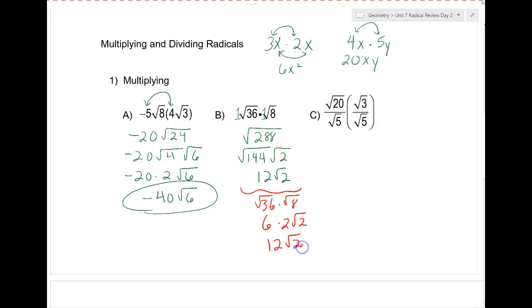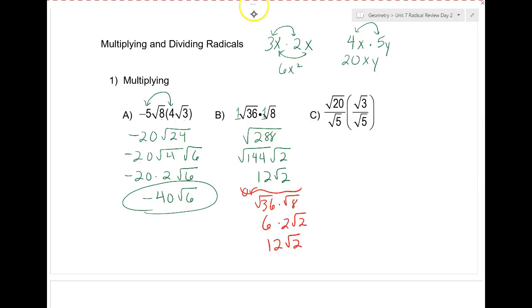12 root 2. So, if you want, you could simplify each radical before you multiply them together. Either way is fine because you're going to be able to simplify it. I don't care which way you do it, as long as you do it right and well. Just another option for you.